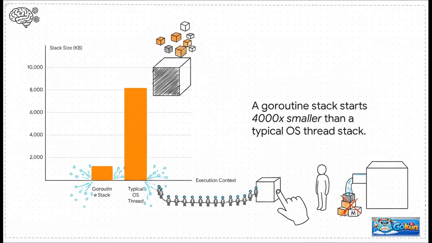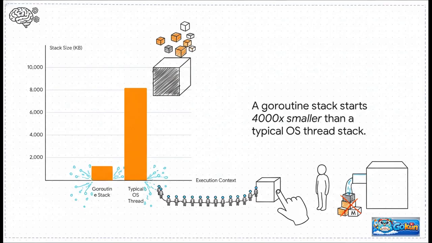And this bar chart, wow, it shows you exactly why that 2 KB starting size is such a brilliant move. A standard OS thread, like you'd see in C++ or Java, usually reserves a stack of 2, 4, or even 8 megabytes right from the start. Let's just use 8 megabytes. That is over 4,000 times larger than a Go routine starting stack. I mean, do the math.